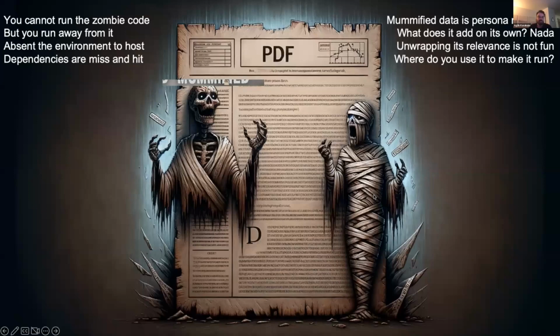But why do they haunt PDFs? Well, PDFs are static documents and they make a great residence to host zombie code and mummified data. And when you get close, you hear some eerie whispers from the zombie code. It says, you cannot run the zombie code, but you can run away from it. Absent the environment to host it, dependencies are hit and miss. And then you approach the mummified data and you hear, mummified data is persona non grata. What does it add on its own? Nada. Unwrapping its relevance is not fun. Where do you use it to make it run?